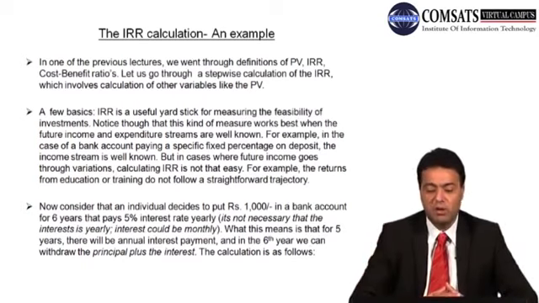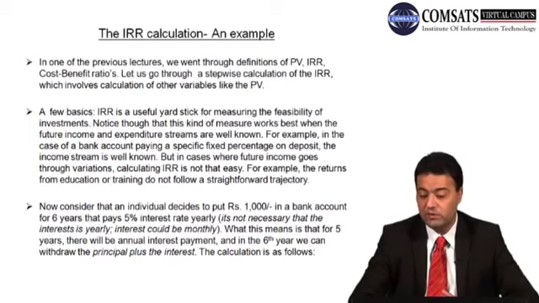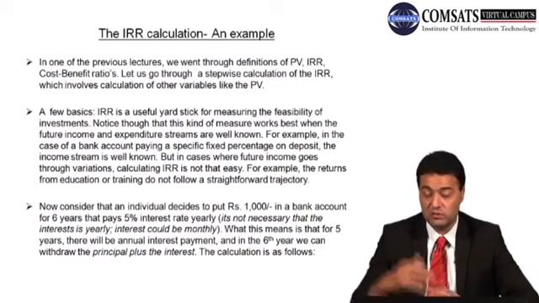Alright, so for example, in the case of a bank account paying a specific fixed percentage on deposit, the income stream is well known. But in cases where future income goes through variations, calculating IRR is not that easy. For example, the returns from education and training do not follow a straightforward trajectory.